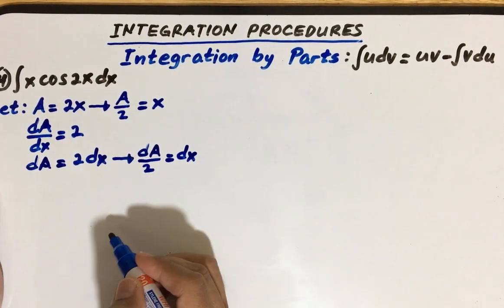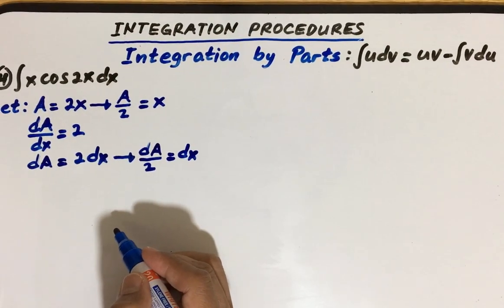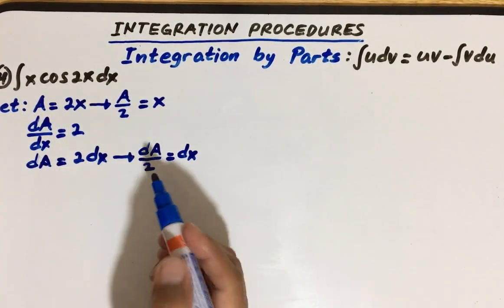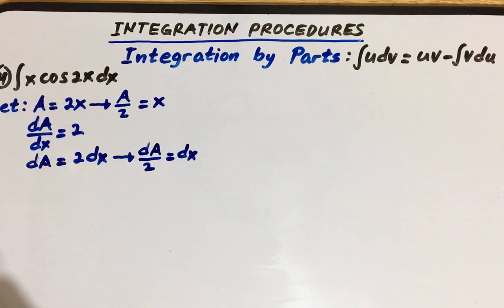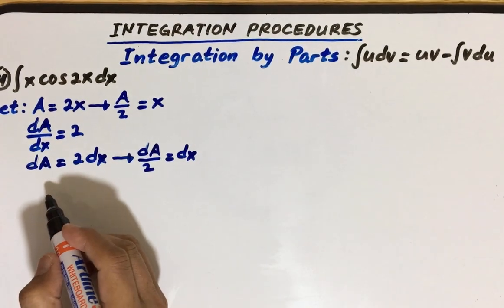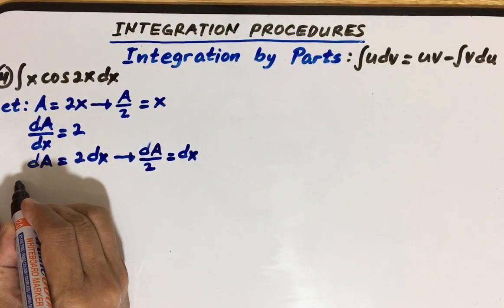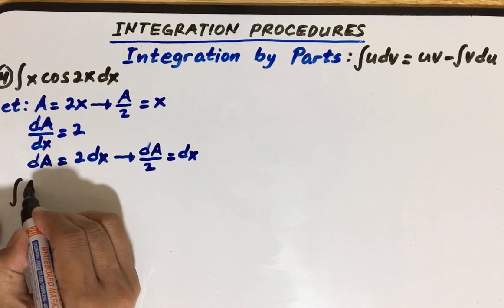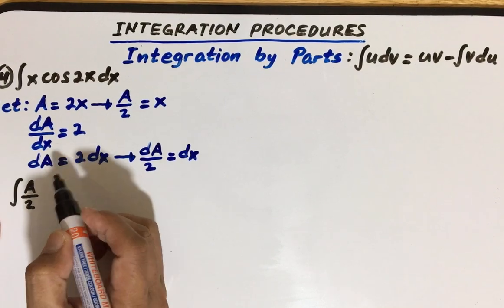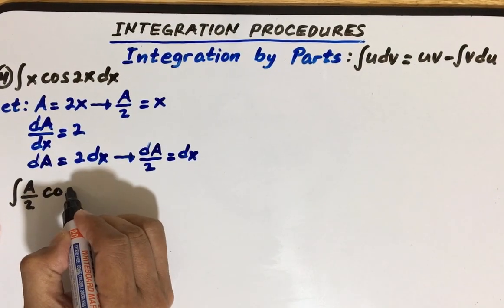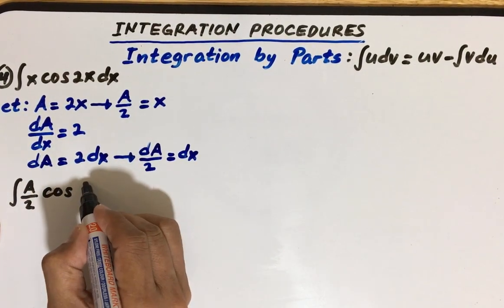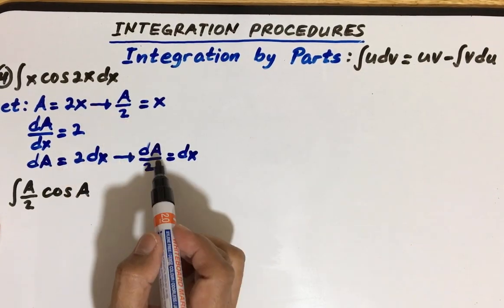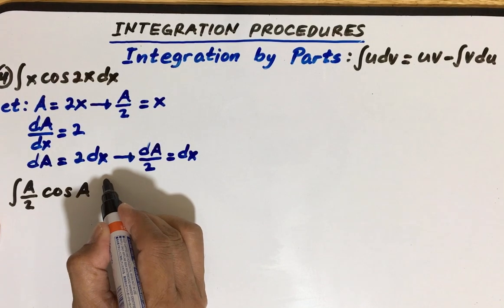And after that, substitute, change this in terms of a. So we have our new integral function as the integral of, instead of x, our x is equal to a over 2. Then instead of cosine 2x, we have cosine a. Then instead of dx, we have dx equal to dA over 2.